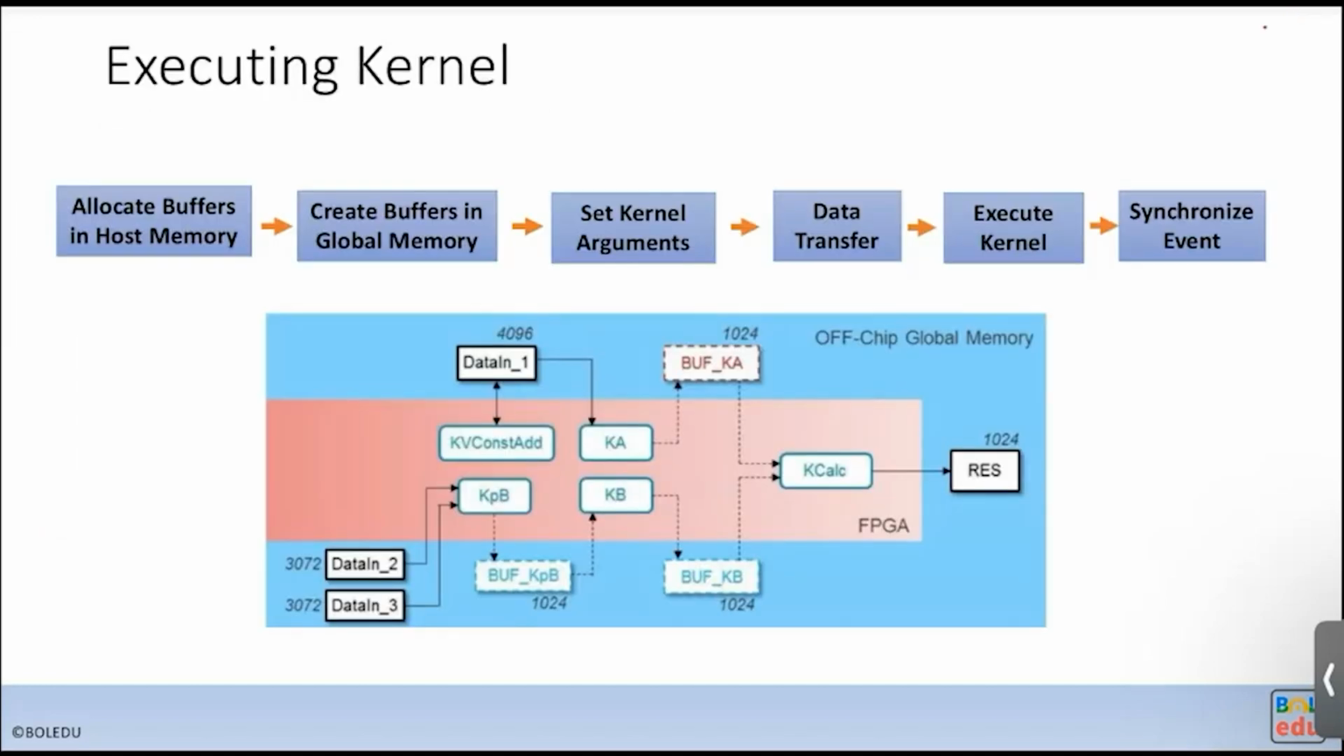Right now you have already set up the program and also the kernel, and then we want to execute the kernel. To execute the kernel, first involves the data movement. You have to set up all the buffers, then program the arguments, and then do the data transfer.